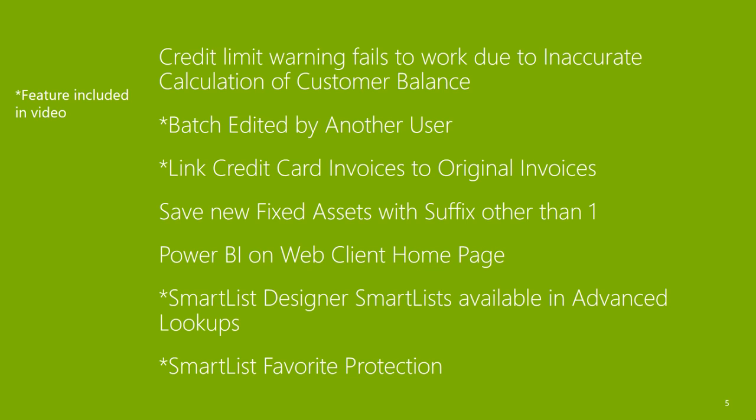And last but not least, we made changes to the credit warning calculation to include unapplied amounts, the ability to see which user is editing a batch. We linked the credit card invoices to the original invoices. You can now save new fixed asset suffixes other than one. Power BI on web client homepage is now available. SmartList Designer SmartLists are available in advanced lookups, and SmartList favorites are now protected.